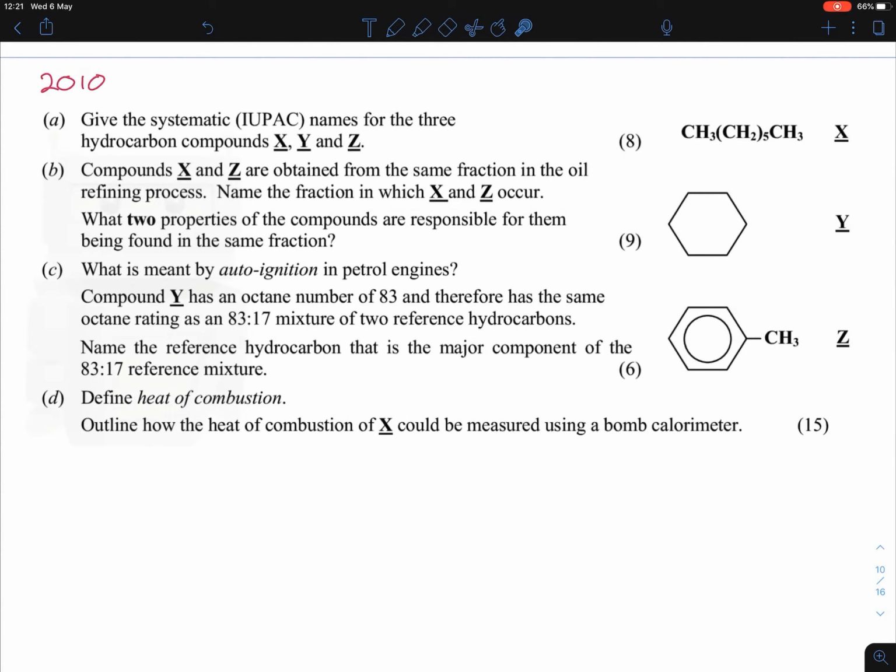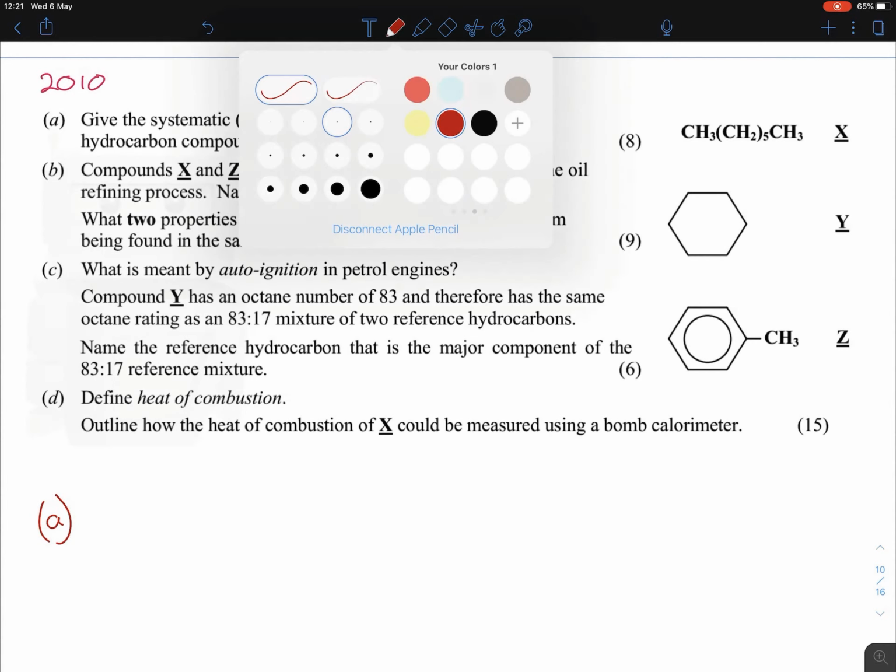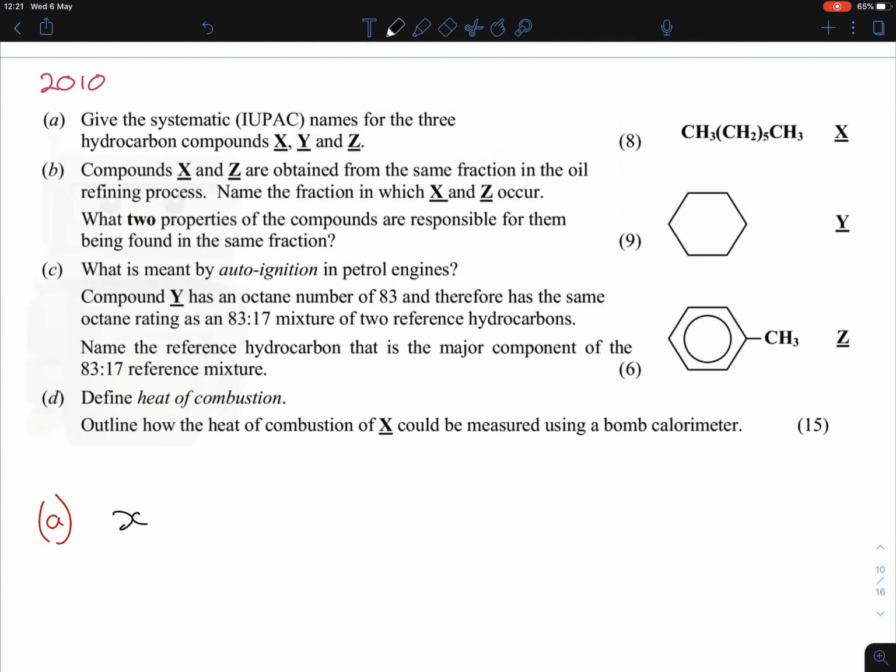Give the systematic names, IUPAC names for three hydrocarbons X, Y, and Z. Okay, let's start. So that means you state that X equals, Y equals, and Z equals. That's really, really important that you get that right, because if you're not very clear in an exam, the examiner may not give you the marks. It's not meant to be a guessing game here. So make sure you put in your X, Y, and Z down here, and put in your naming for them then.